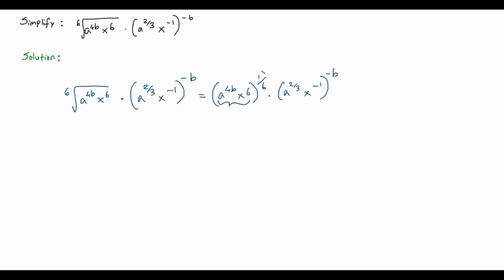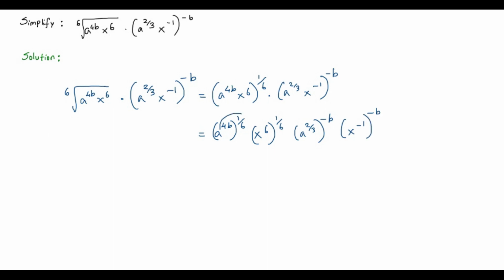Here two terms are multiplied and we have the common exponent 1 by 6. Whenever terms are multiplied and we have a common exponent, we can distribute the exponent to each term separately. So when I distribute 1 by 6 to the term a to the power of 4b, I'll get a to the power of 4b whole to the power of 1 divided by 6, and x to the power of 6 whole to the power of 1 by 6. The same thing I can do here. Then I'll get a to the power of 2 by 3 whole to the power of minus b, and x to the power of minus 1 whole to the power of minus b.